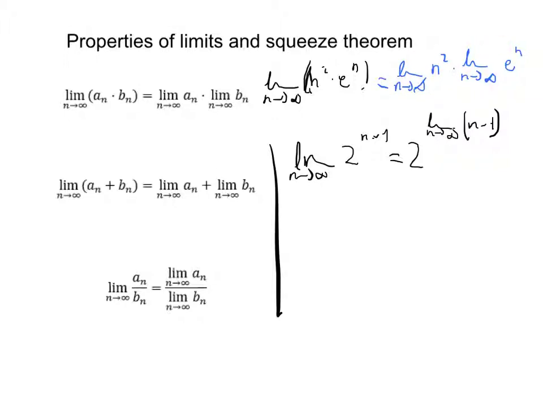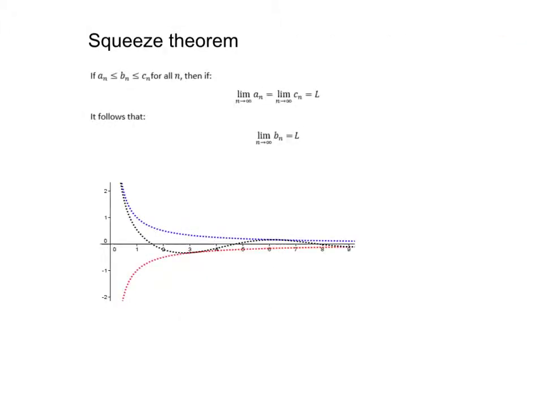And now let's go for the squeeze theorem. So here's what the squeeze theorem says. If I have two sequences, a_n and c_n, and I have one sequence b_n that's always in between the two. Look at it here. This is b_n, it goes down and up, but it's always in between a_n and c_n. Always. It's always in between the two.